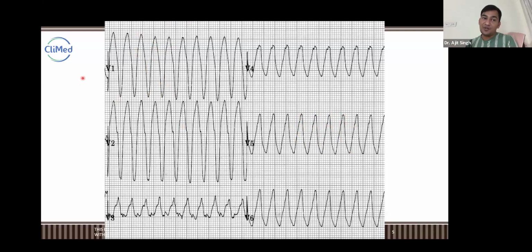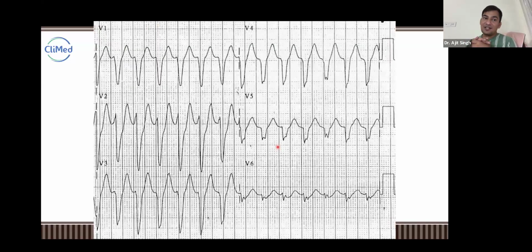But from where we have to start? From the starting, we have to see the pattern. This is going upward. This is normal QRS and going upward. That's why it is called positive concordance. These are called positive concordance ventricular tachycardia. These are negative concordance tachycardia.